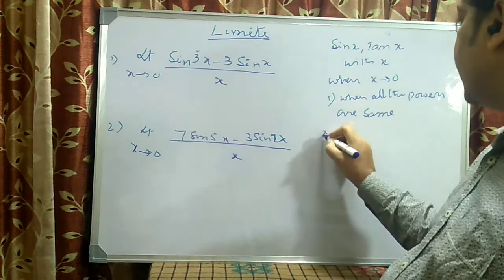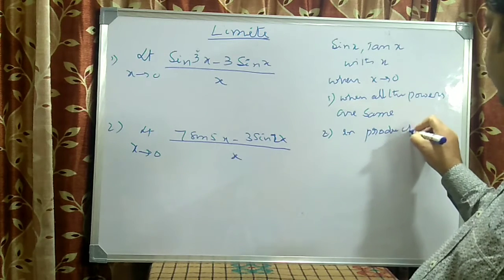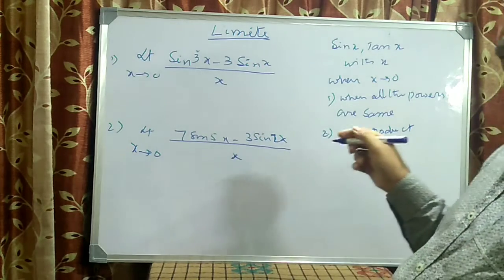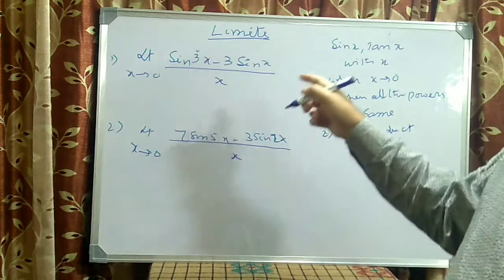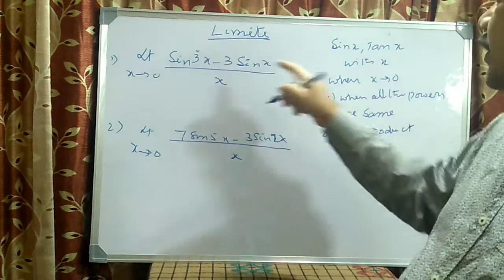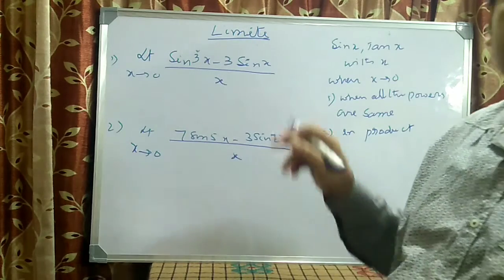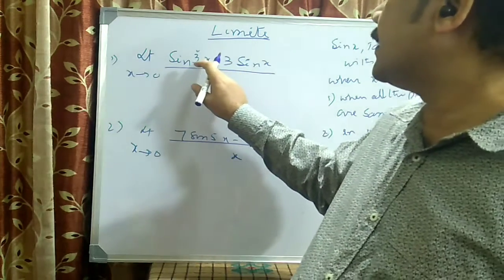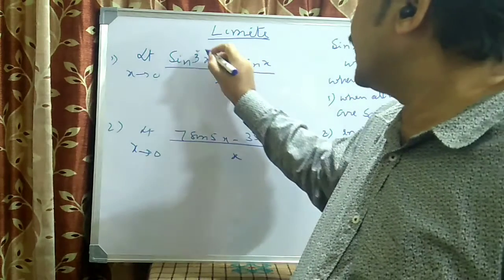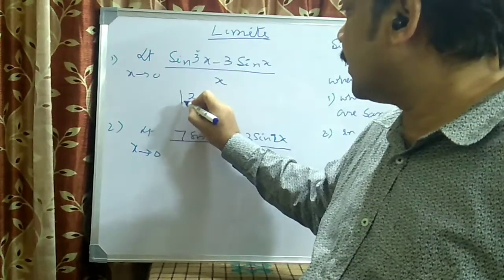The next one is in product. If you are using this property in a product, you can directly replace sin x or tan x with x simply, right? So coming to this point, please. In this one, what is tending to 0? x is tending to 0 as well as sin 3x is tending to 0, right? So the x coefficient is 3 and the sin 3x coefficient is 1.